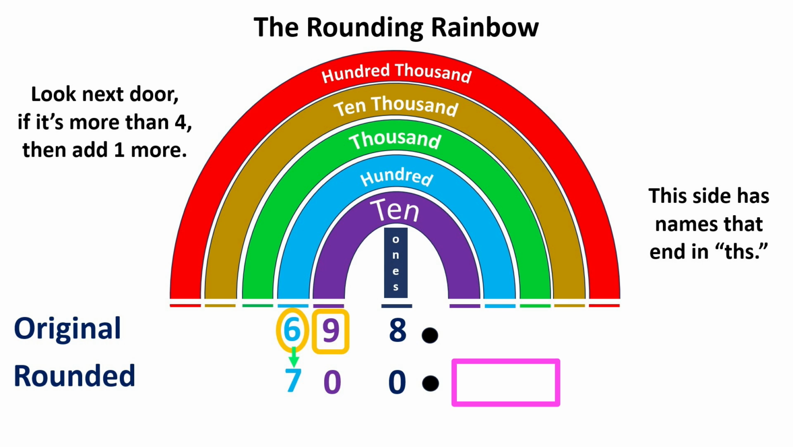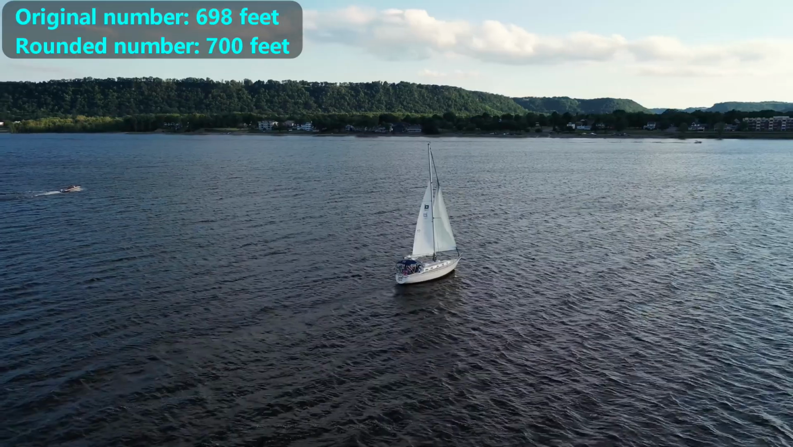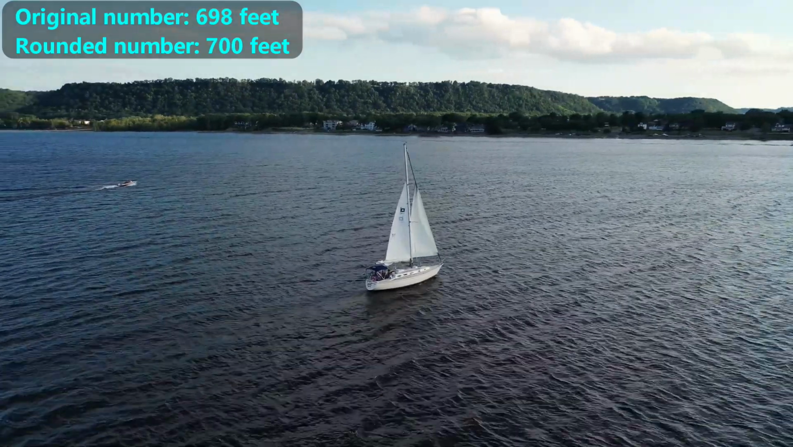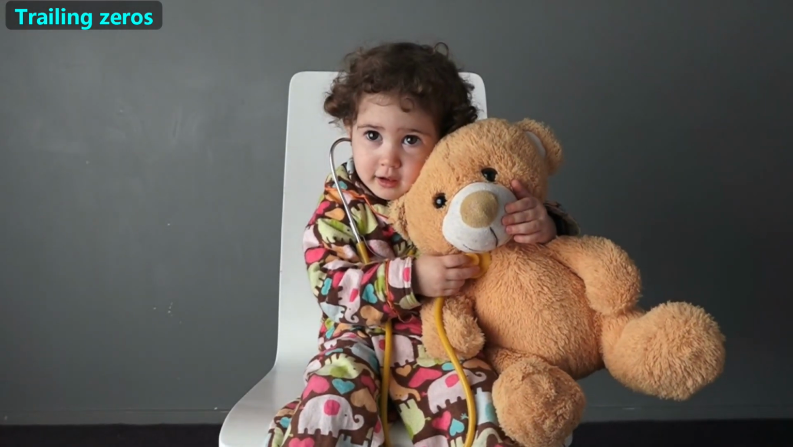When there are enough digits to the right of the decimal point, we usually simplify the number further by writing it without a decimal point. The sea is about 700 feet deep at this location. Next, we'll talk about what trailing zeros are.